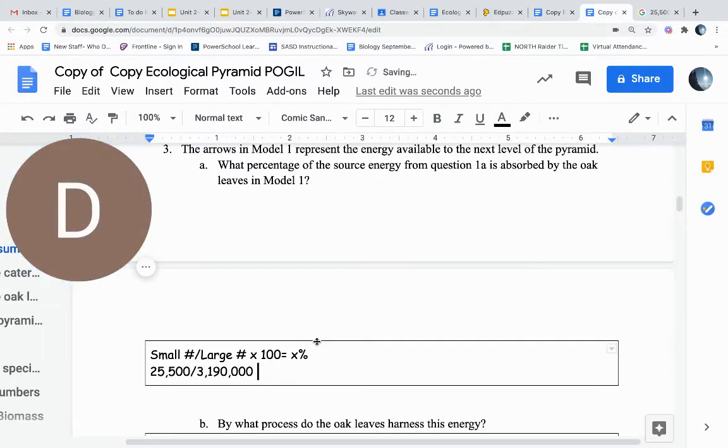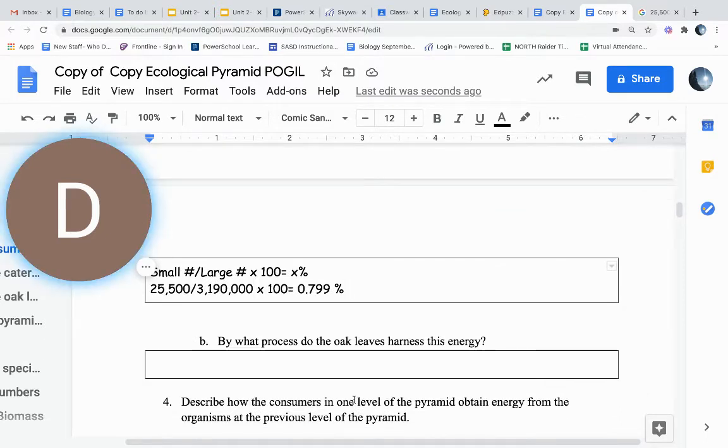All right, so times 100 equals 0.799%. Now that is a small fraction. That is less than 1%. So less than 1% of all of the sun's energy can be absorbed by the oak tree. So not overly efficient. However, the sun produces a lot of energy. So even getting a small fraction of it is quite a lot of energy.